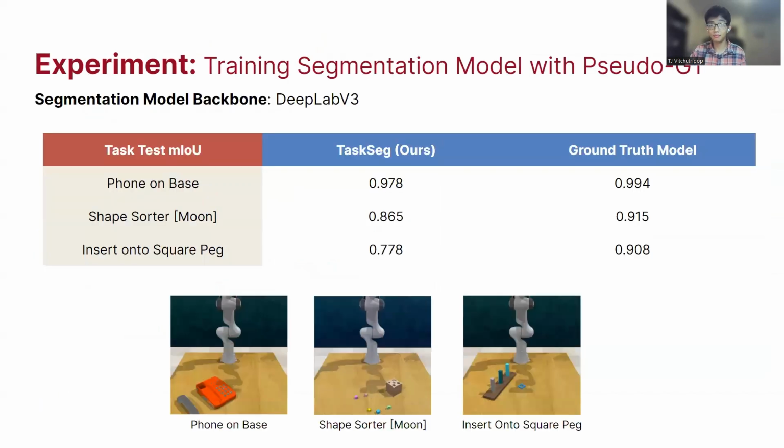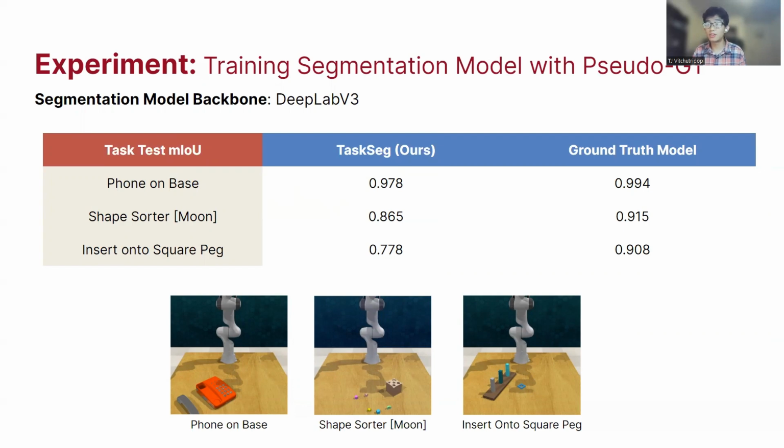We conducted experiments to test the performance of training a segmentation model using pseudo-ground truth masks collected from video demonstrations. Specifically, we used DeepLab v3 as our segmentation model backbone. To train TaskSeg, for each task, we used 500 video demonstrations to generate a dataset of 500 pseudo-ground truth masks of the action object that can then be used to train the DeepLab v3 model.